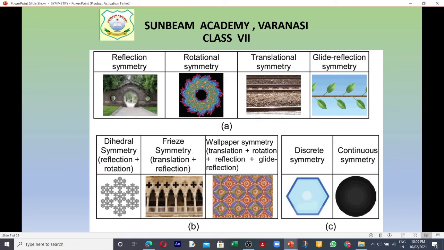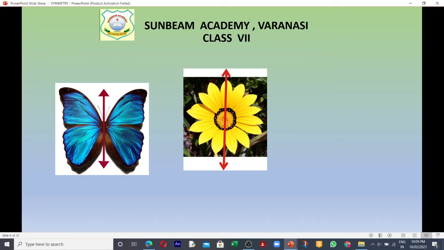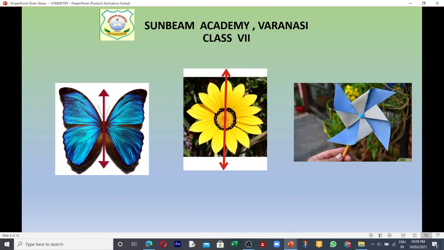Some daily life examples I have shown you earlier also, where we use the symmetry concept. See this, these are all symmetrical concepts. See this butterfly, it has a vertical line of symmetry. This flower, and you can see this one also. So this also has a line of symmetry.